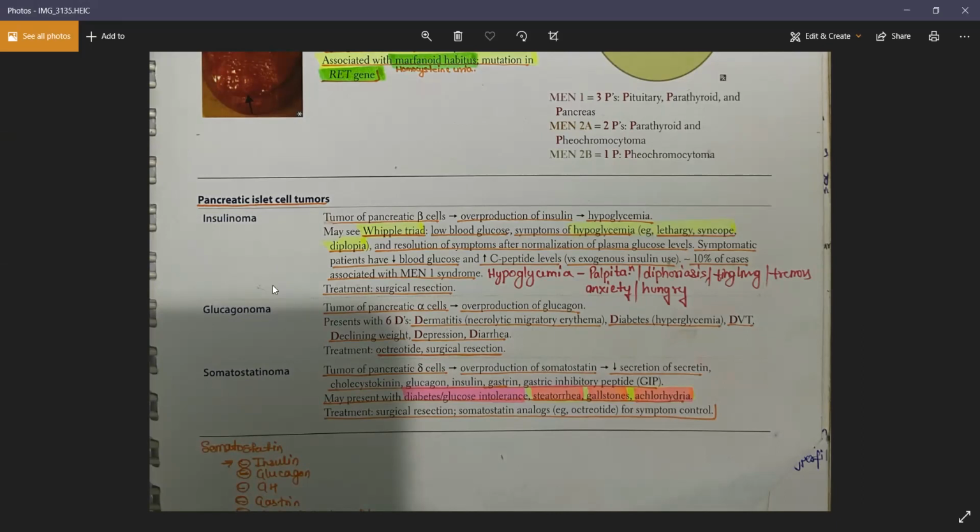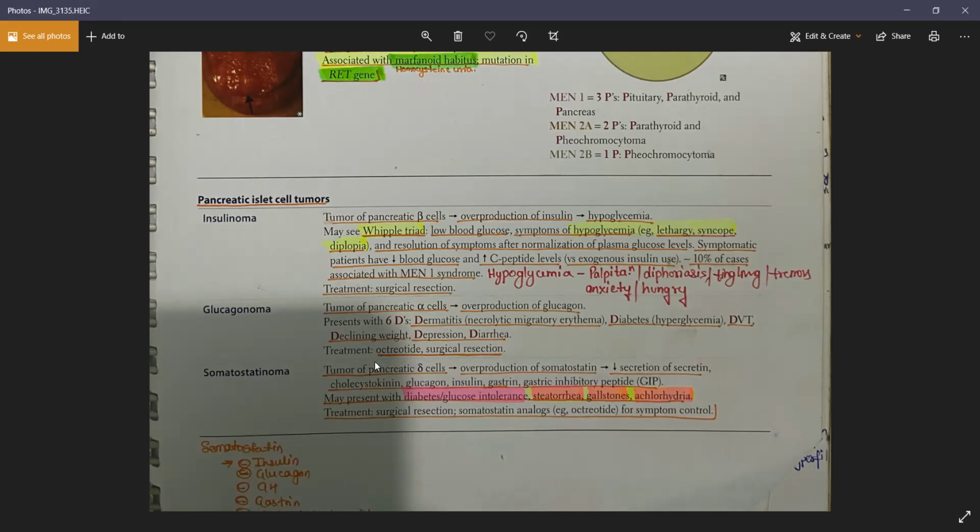They can also ask you what other symptoms could be present, which would be the deep vein thrombosis and the weight loss. And treatment would be to give the patient octreotide, because you guys already know the somatostatin is an inhibitor of the glucagon. Okay, and the second would be to remove it surgically. Okay. Any doubt on the glucagonoma?